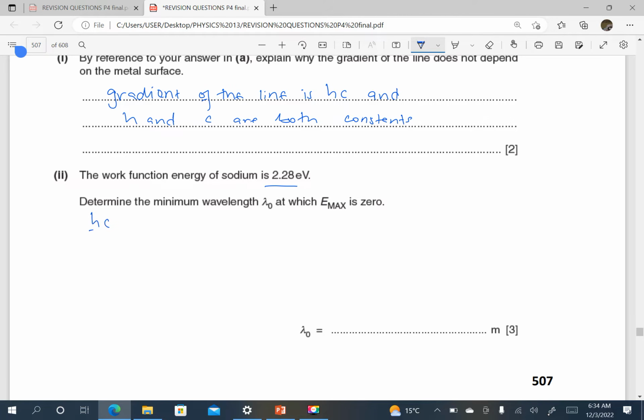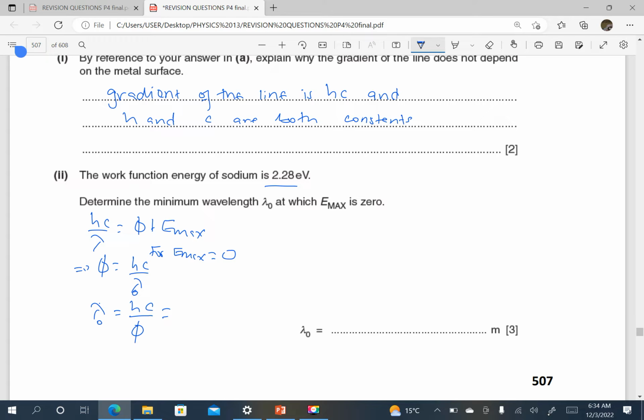So hc over lambda is equal to the work function plus Emax. When Emax is 0, it means the work function phi is equal to hc over lambda for Emax equals 0. So this is going to be lambda naught. You notice that lambda naught is simply going to be equal to hc divided by the work function.